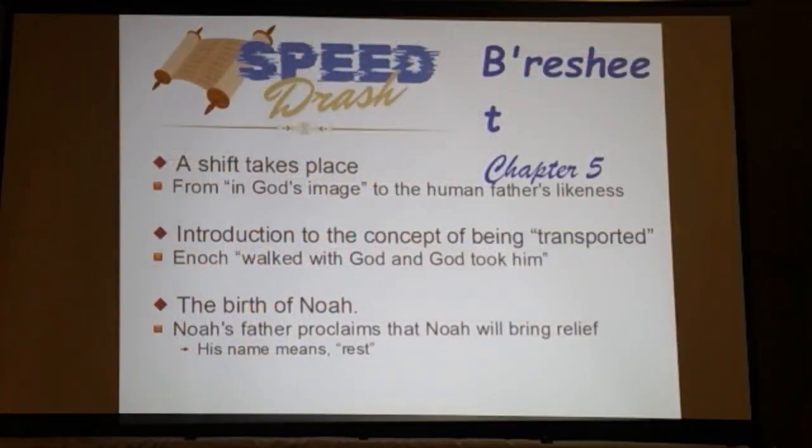Okay. So the shift takes place, from in God's image to the human father's likeness. That was pretty cool. In chapter 1, Adam was created in the image of God, in the likeness of God. And then in chapter 5, verse 3, Adam was 130 years old when he fathered a son in his likeness, according to his image, and named him Seth. According to his image, right. And you're right, Robin.